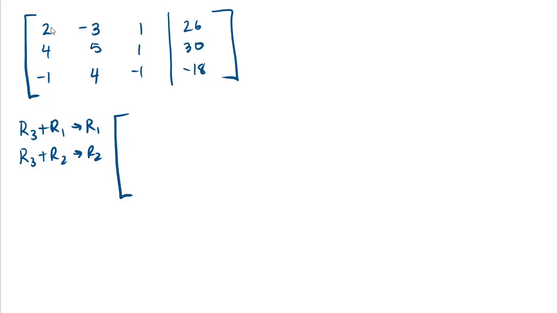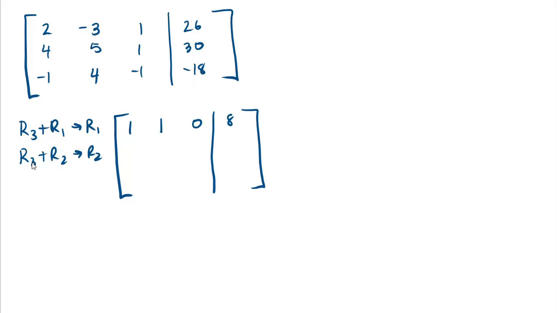So negative 1 plus 2 is 1. 4 plus negative 3 is 1. Negative 1 plus 1 is 0, which is why we did that. That eliminates the z from the first equation. And negative 18 plus 26 is 8.